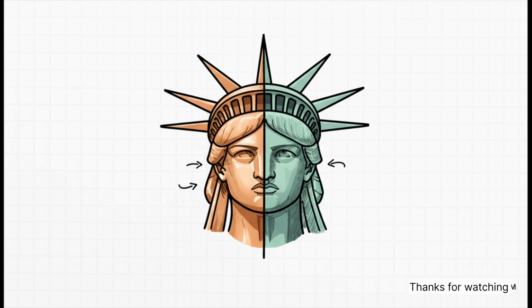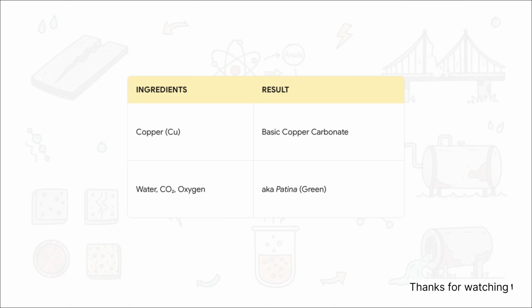Think about the Statue of Liberty. That incredible green color, that's not paint. That is a type of corrosion called a patina that's formed on its copper skin over more than a century. Yeah, the recipe for this patina is a bit more involved. It's a really slow dance between the copper and a whole cocktail of stuff in the air: water, carbon dioxide, oxygen, you name it. Over time, they form this layer of basic copper carbonate. But here's the really cool part. That green layer actually protects the copper underneath it, which is a little clue for what we're about to talk about next.